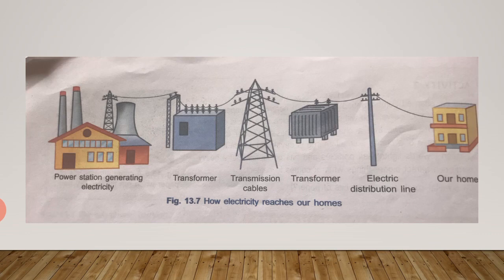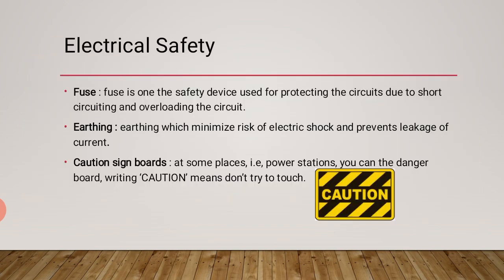Next thing is electrical safety. In electrical safety, the first thing is the fuse, right? It is one of the safety devices. The fuse is a safety device used for protecting circuits from short circuiting and overloading in the circuit. So the fuse is used to protect the circuit from short circuit or overloading. Here overloading means excess of current. Excess of current is called overloading.